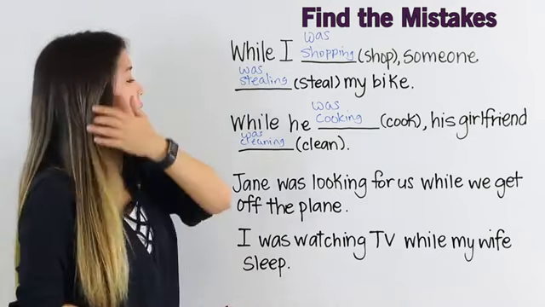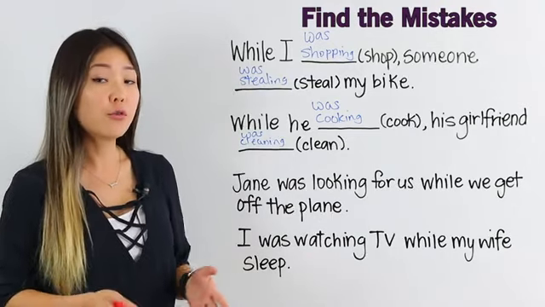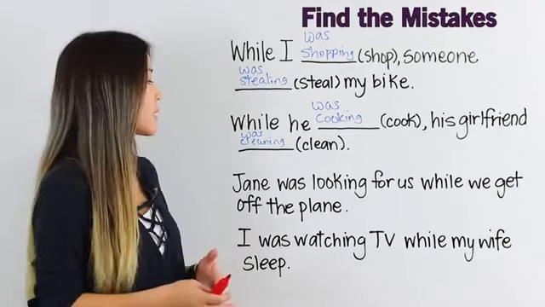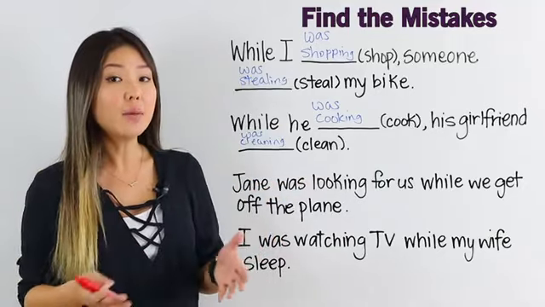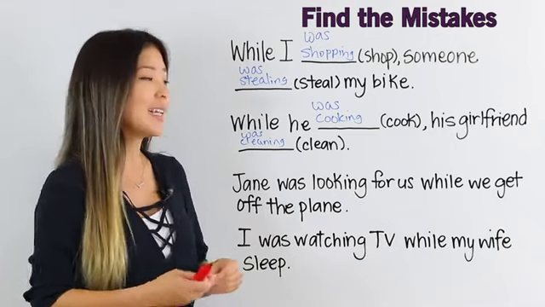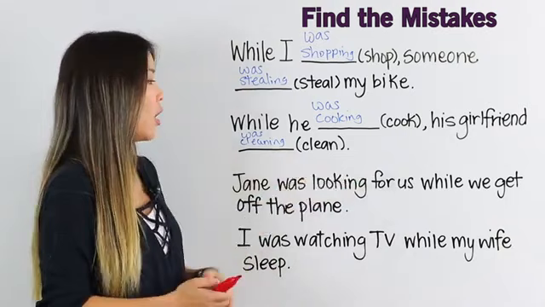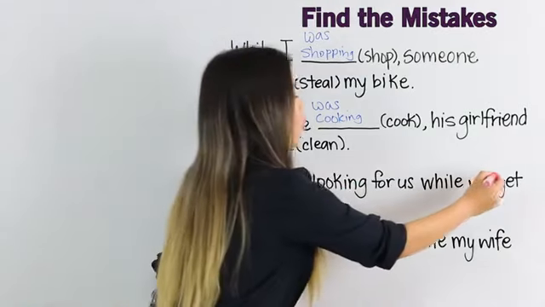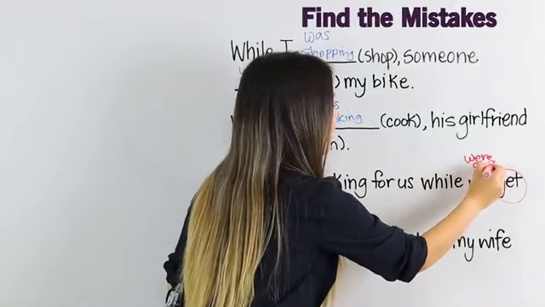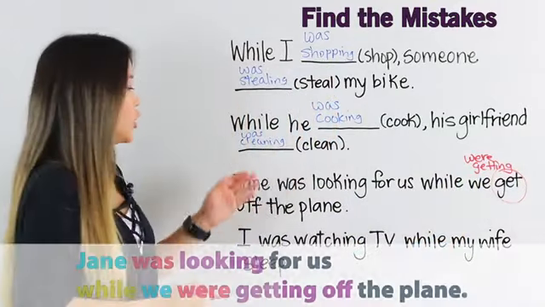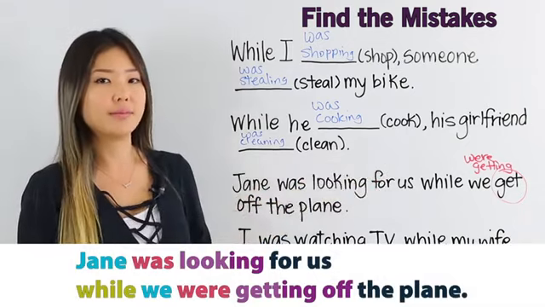Try to find the mistake in the next sentence. Jane was looking for us while we get off the plane. The first part of this sentence is correct. Jane was looking. Now, the second part of the sentence, notice it's not in the past continuous tense, while we get off the plane. So, what we need to do is say, were getting. Jane was looking for us while we were getting off the plane.